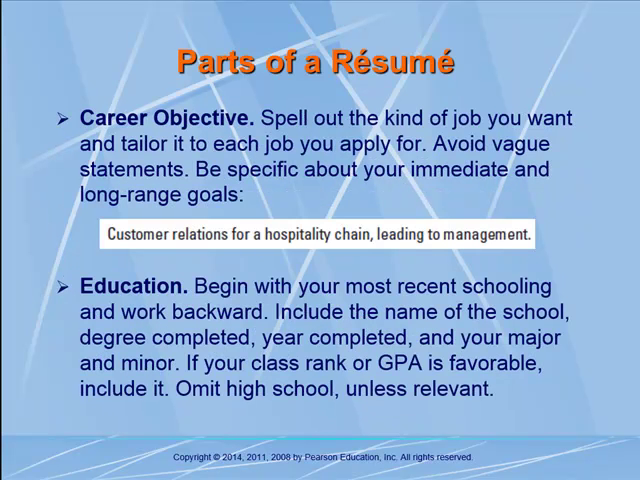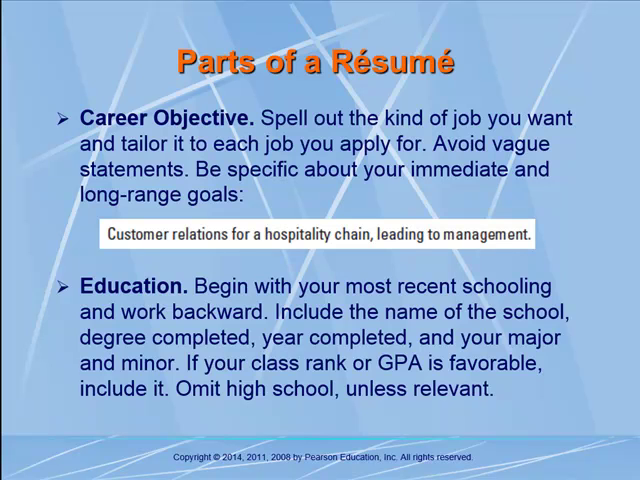Your career objectives should spell out the kind of job you want, but it needs to be tailored a little bit to any job you apply for. Don't be overly vague, but also don't be overly specific. In other words, you don't want to say, I want a job at McDonald's doing this, but you want your career objective to be specific enough that McDonald's fits into it. And here's an example. This is somebody who wants to do customer relations in a hotel chain or something like that with the hope of being a manager later on.